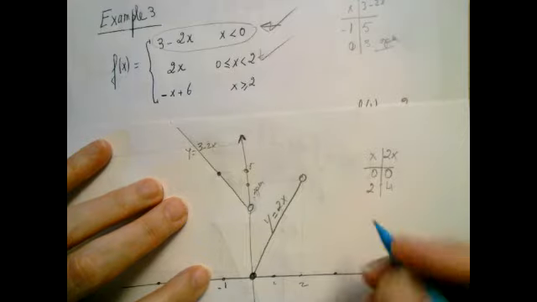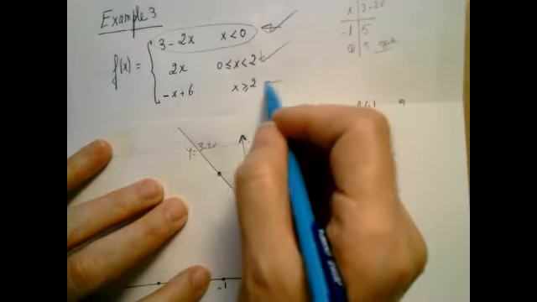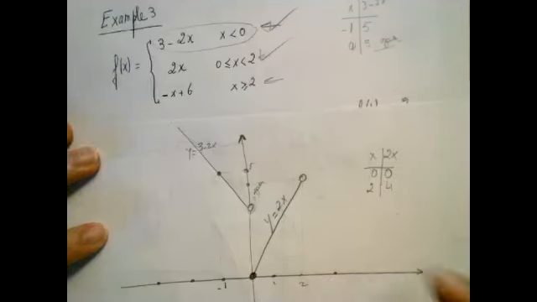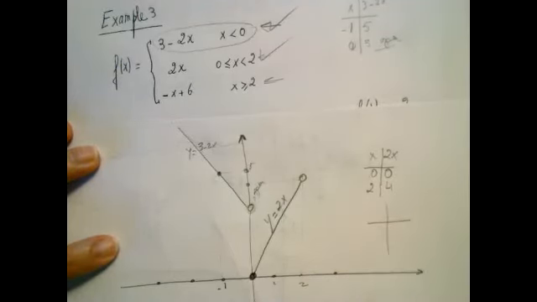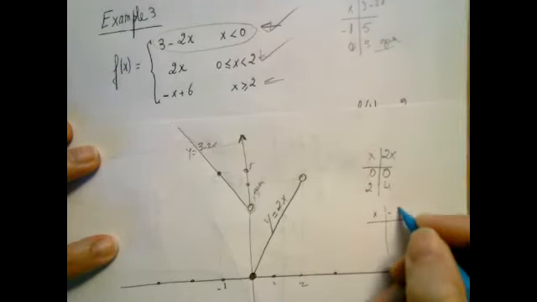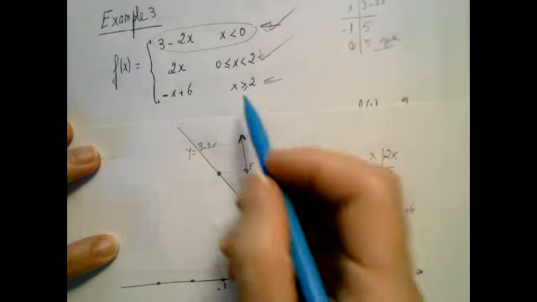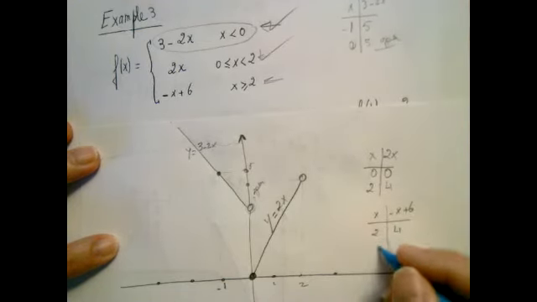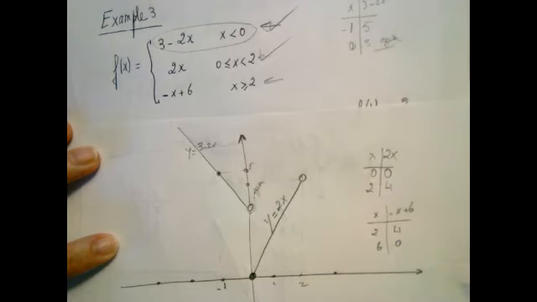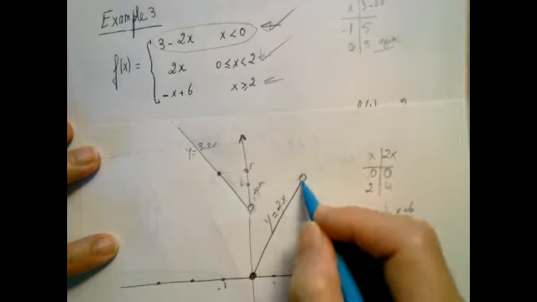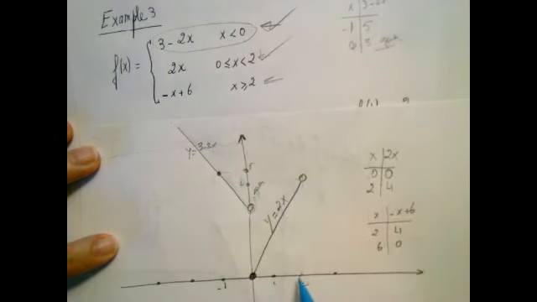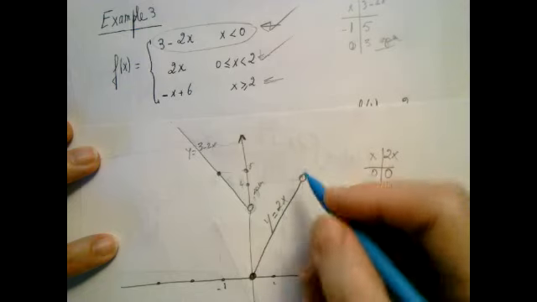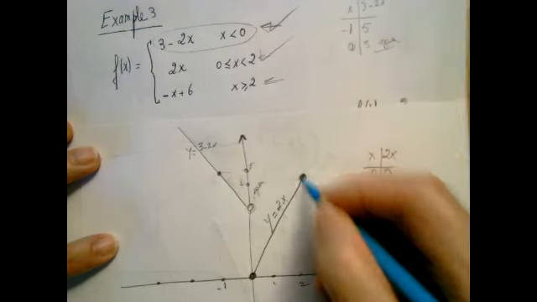Now finally, I have the last piece of the graph. Now I want to take care of that. Minus x plus 6. So again, this is a straight line. I need 2 points. I always pick the 2, which is going to give me a 4. And I'll pick something else. If I pick 6, for example, it gives me a 0. So at 2, it's 4. Now, what's going to happen at 2? What's going to happen at 2 is that this open circle, I have to close it again.